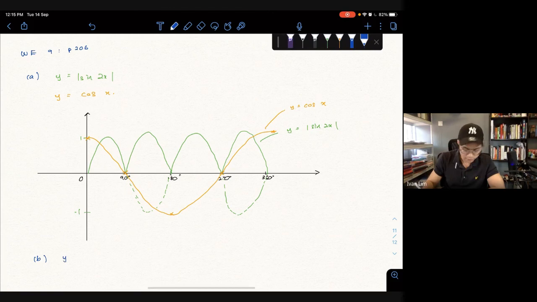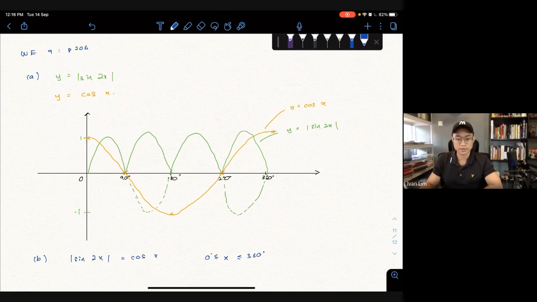Modulus sine 2x equals to cos x for 0 degrees to 360 degrees. Okay, for this question also, you need to take note of the domain of x that they are giving you. Sometimes they may just say, oh, use half the graph. Then you just need to look at half the graph and the number of solutions. Okay, so please take note of that.